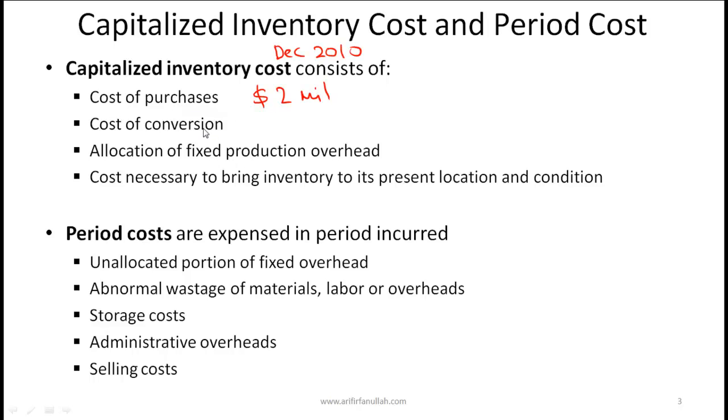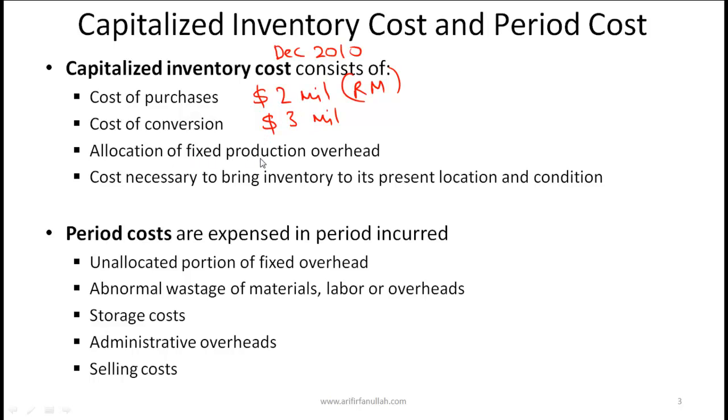So to make this simple, let's say that the cost of purchases refers to the raw material, and let's say that the cost of conversion, it costs another 3 million to convert your raw material into the finished goods, then a total of 5 million is capitalized here.